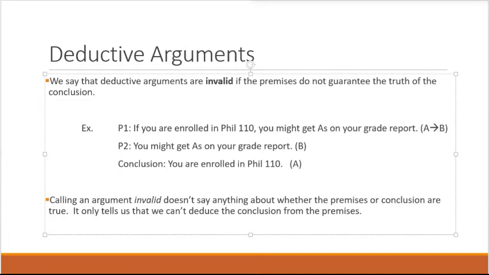So as a matter of fact, you might get A's on your report card, you might not, you might be enrolled in this class, you might not. We don't know that for sure just because this is an invalid argument. Calling it invalid just tells us that we can't always go from the premises to the conclusion. Okay, does that make sense?